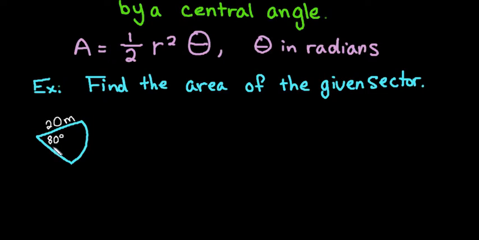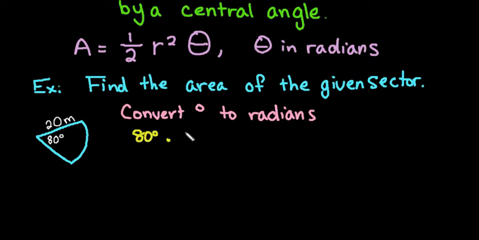And so that's our first thing that we have to do: we have to convert our degrees to radians. So if you don't already have it in radians, you must get it in radians. To convert to radians, remember what we do is we take our 80 degrees and we multiply it by pi over 180 degrees, because half of a circle is pi, or 360 degrees is 2 pi. So that's our first step to use this formula: we actually have to convert our degrees to radians.